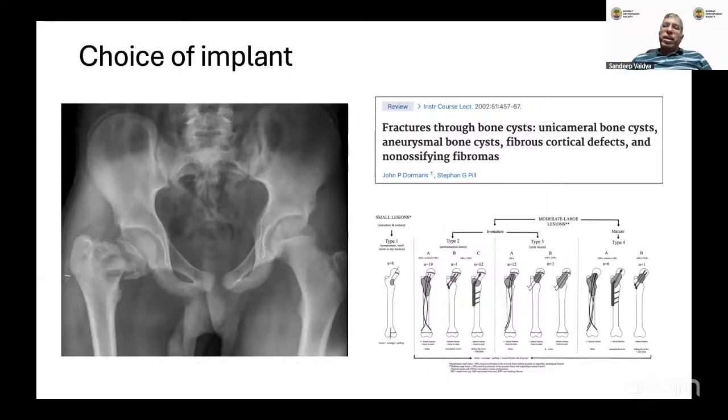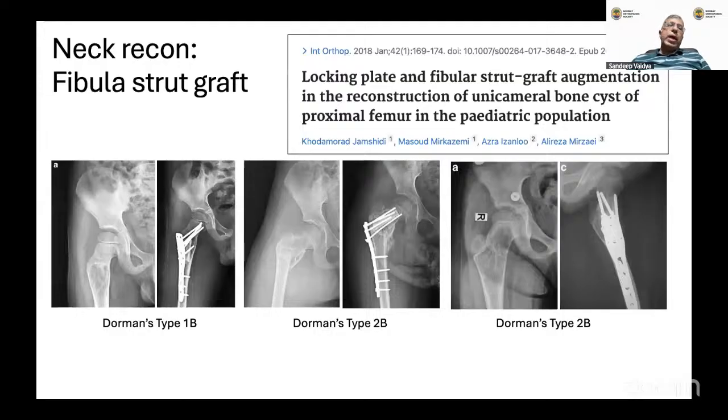For that, I think the Dorman's classification is a very good classification, which gives us an algorithm on how to fix different types of proximal femur simple bone cyst pathological fractures. And our fracture fitted into type 4B, which they suggested fixing with screws. But since our lateral wall was not that large, we decided to use screws with a side plate. So with that, how should we reconstruct the neck? That was another dilemma.